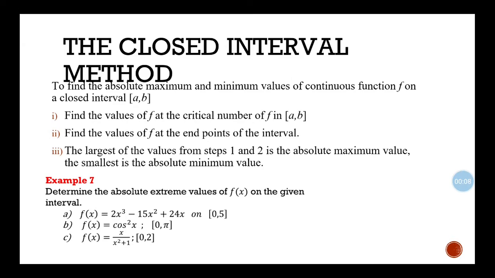Okay, so for today we're going to continue with the closed interval method in regards to derivatives questions. So now we want to solve example 7, and for each example, A, B, we want to find those three items here. Okay, so now let's start with the first question.